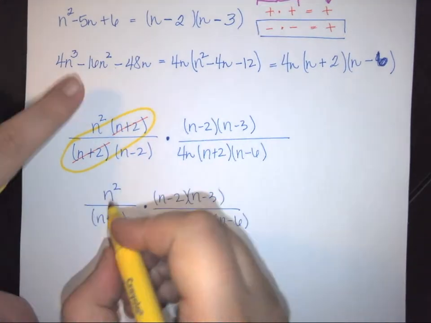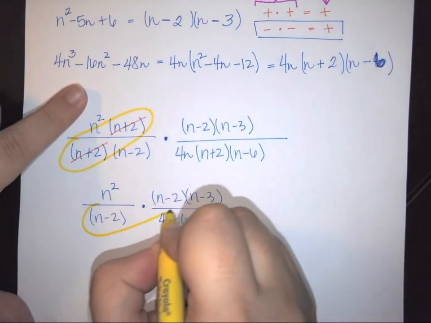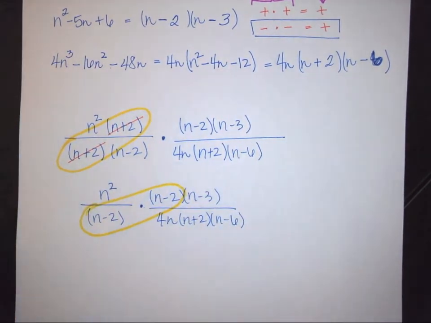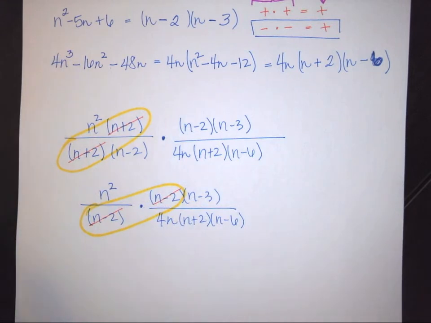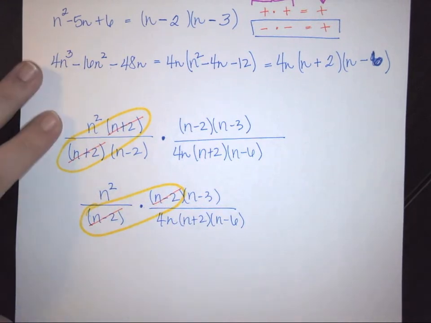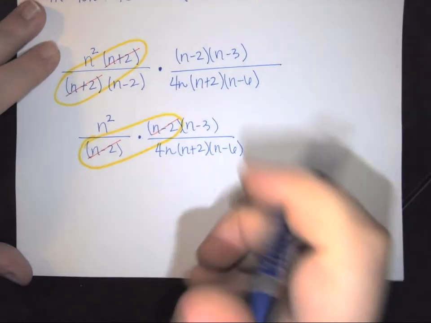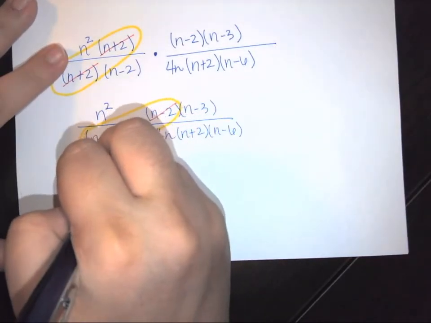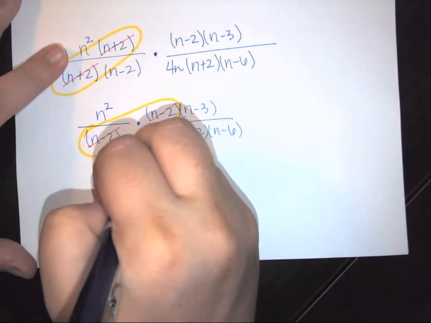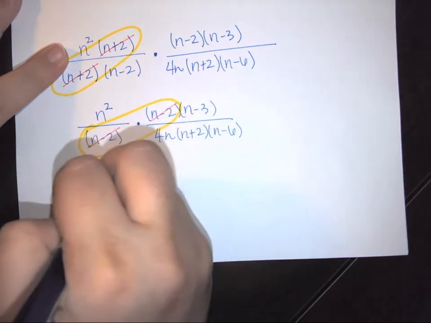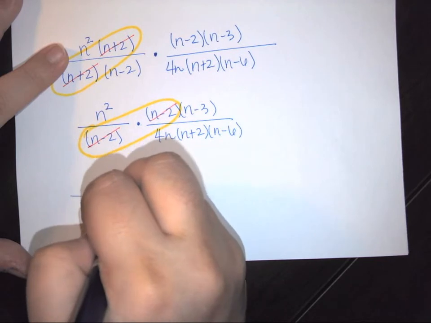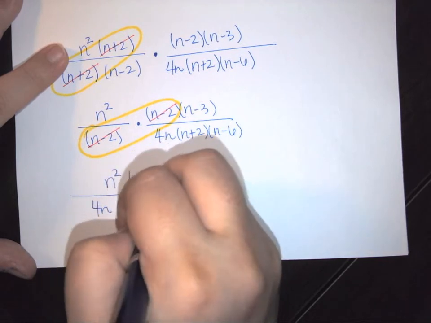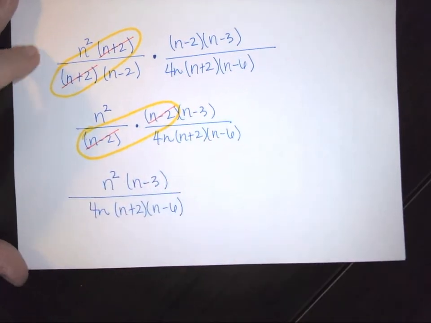Now the other thing that you can notice is, again, top to bottom, I have this n minus 2 and n minus 2. And so those can go away because I have one on top and one on the bottom, thus leaving me with n squared times n minus 3 all over my 4n times n plus 2 times n minus 6.